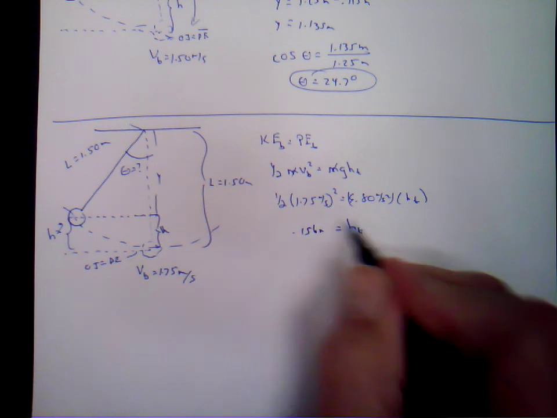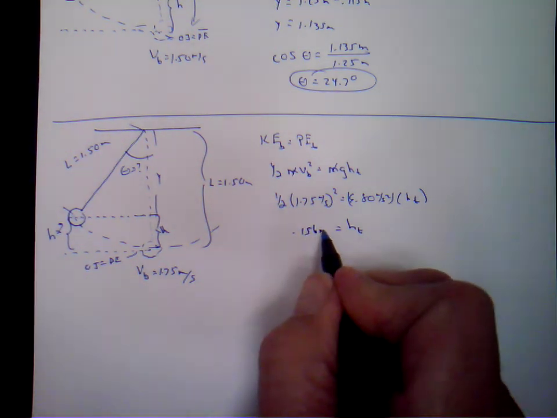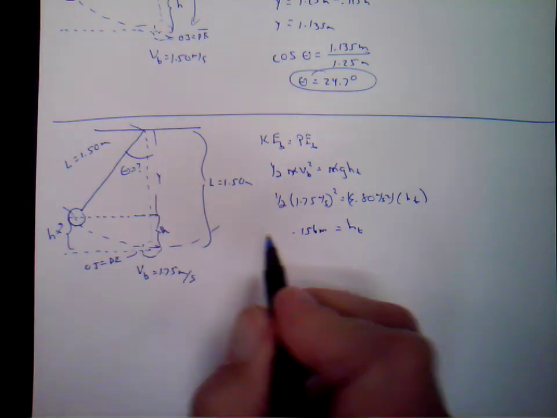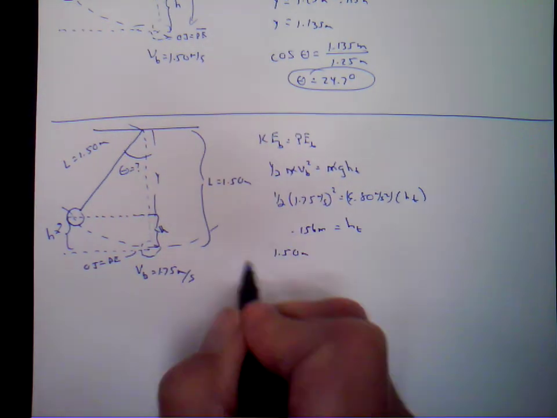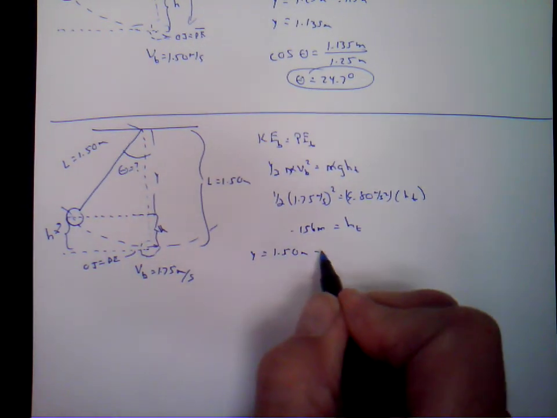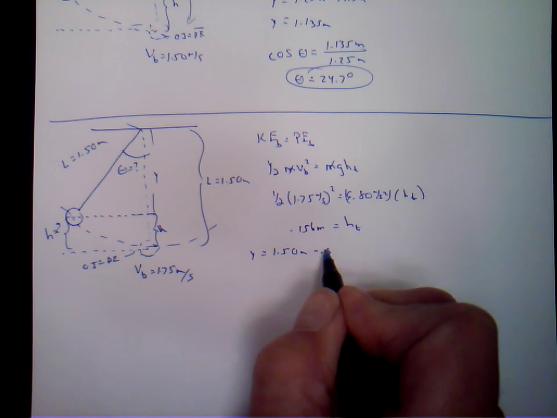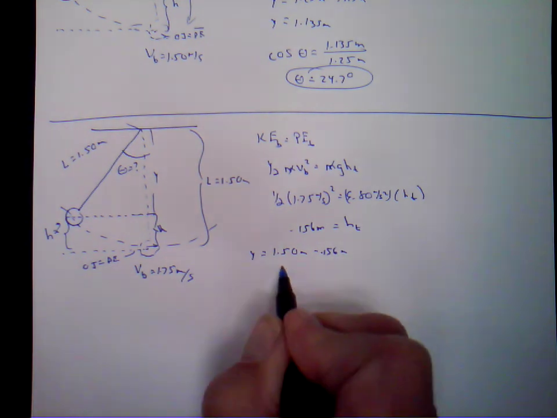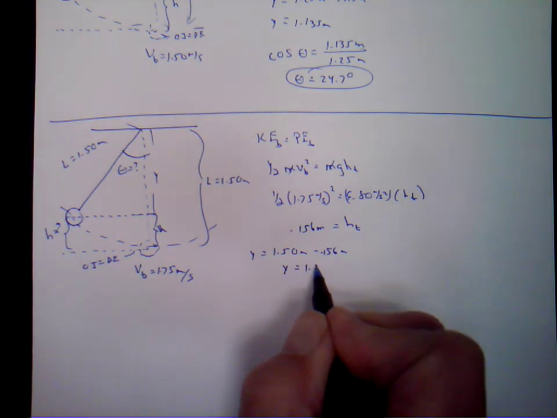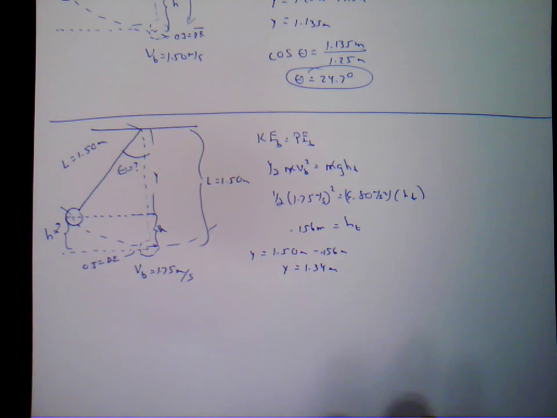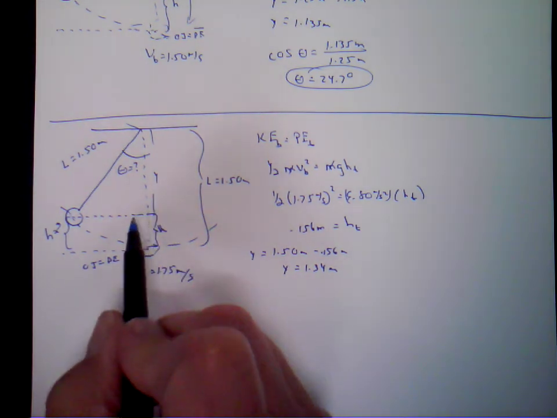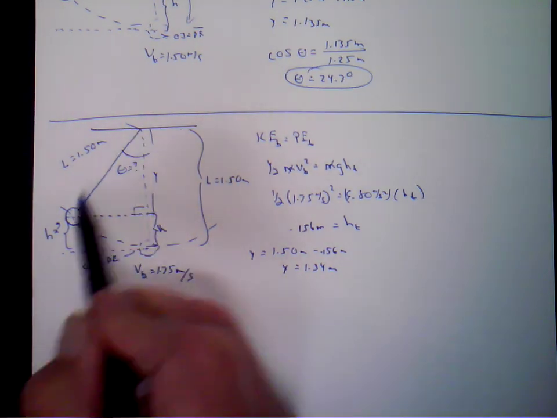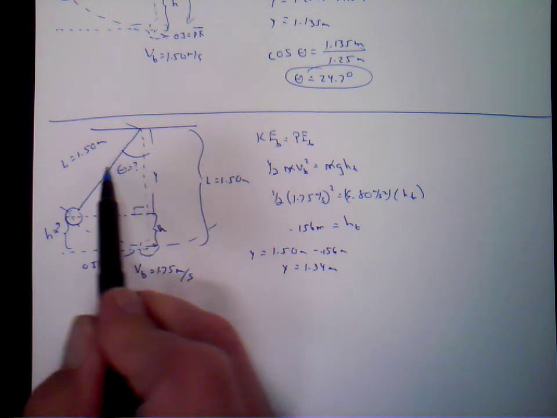I get a height of 0.156 meters, to 3 significant digits. And now we need to get this y. So we're going to take the entire length of the pendulum, 1.50 meters, sorry, this is y equals 1.50 meters minus 0.156 meters, we get that y to be 1.34 meters. So now we know this side. Again, this is the right triangle, this is the hypotenuse, this is the y, so we know two sides of that right triangle.